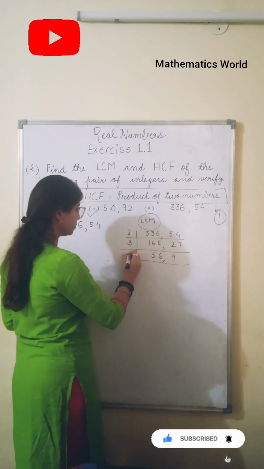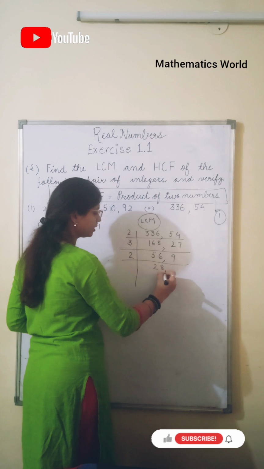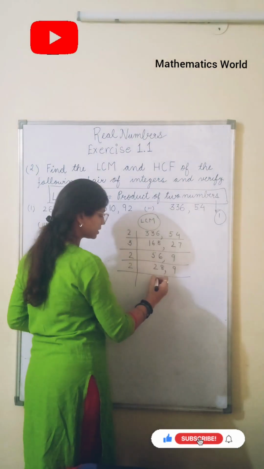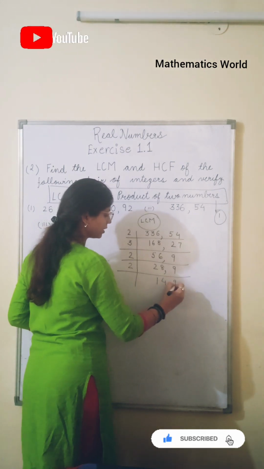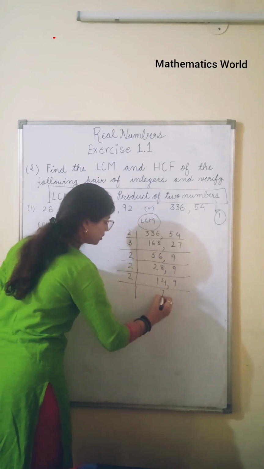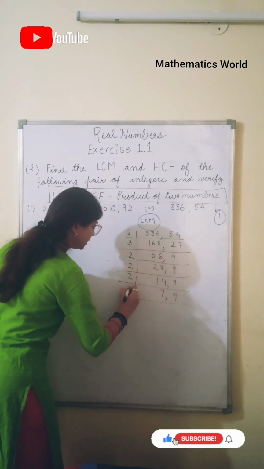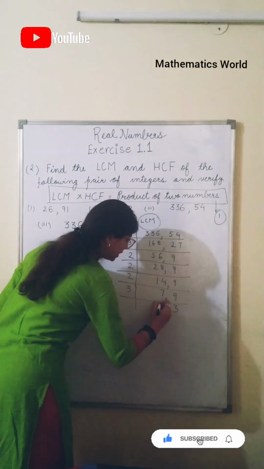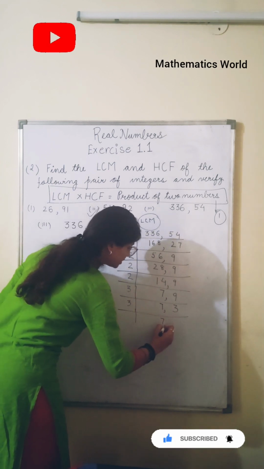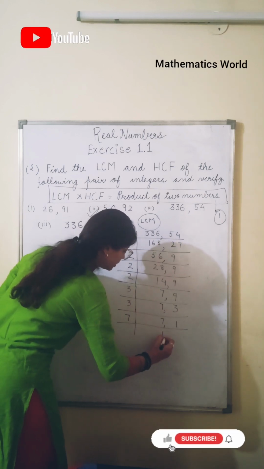Again, this number is divisible by 2. So 2 twos are 4, 2 eights are 16. Then this is not divisible by 4, we will write it as it is. Then again it is divisible by 2, write 9 as it is. Again it is divisible by 2, write 9 as it is. This 9 is divisible by 3. 3 threes are 9. Write 7 as it is. 3 ones are 3. Then 7 ones are 7.